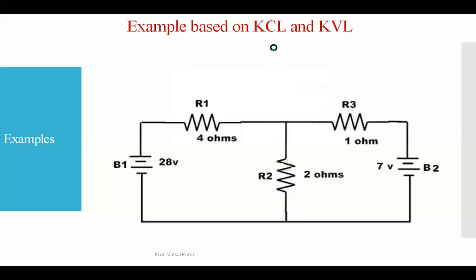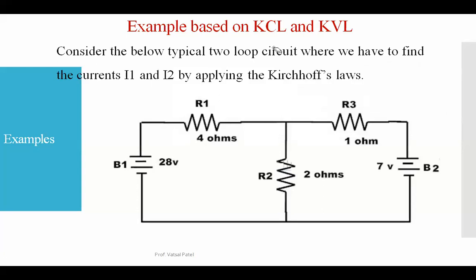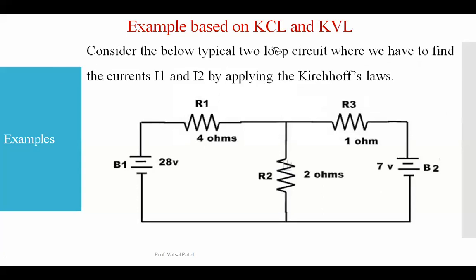Okay. So now this is another example. How many sources do you have over here? Can you tell me? How many sources do you have in this one? There are 2 sources and 3 resistances given, right? Now we have to identify the currents I1 and I2. That means we have to identify the current by applying the Kirchhoff law.